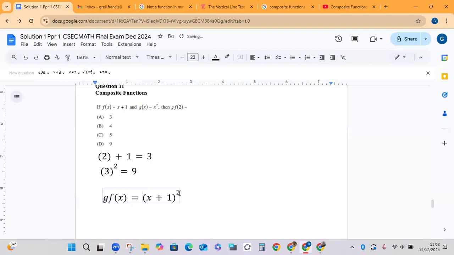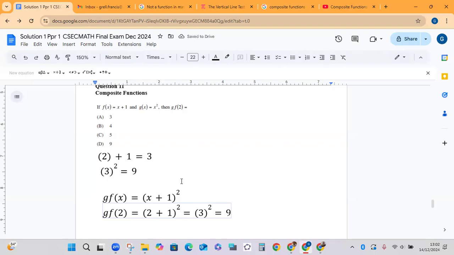So we want to find gf of 2, where x is being replaced by 2. 2 replacing x. Wherever we see x, we put 2. 2 plus 1 is equal to 3, because you have got to do what's in the bracket first. 3 squared is equal to 9.